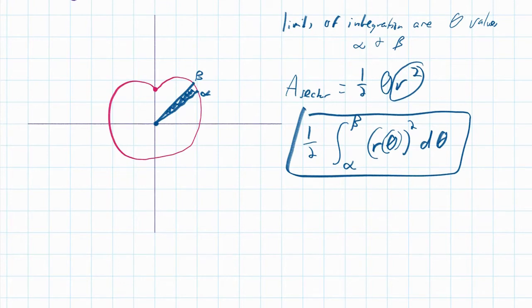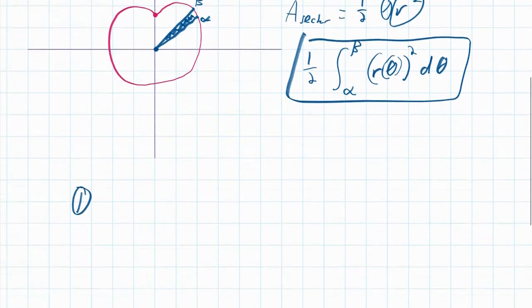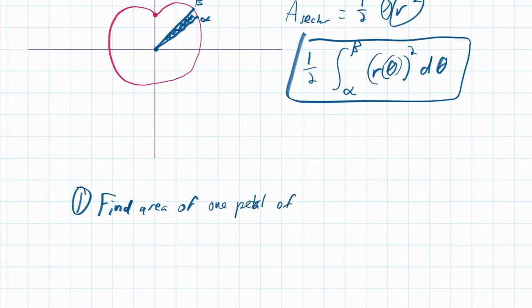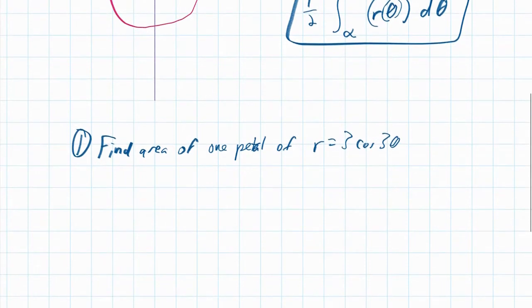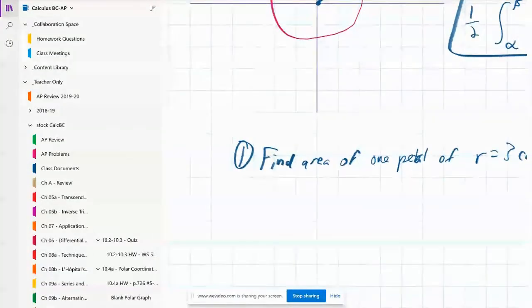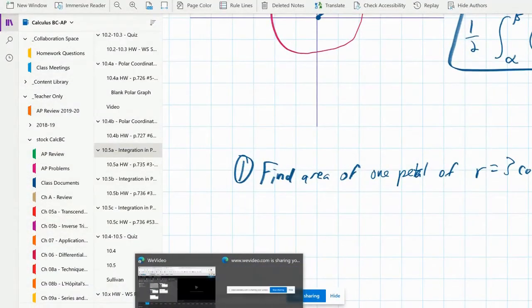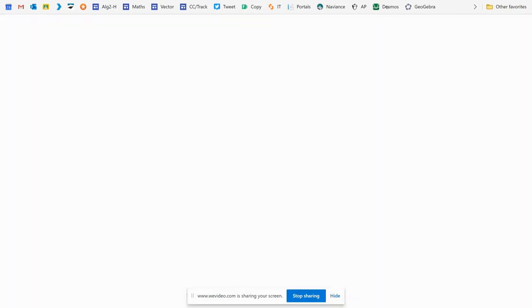So as an example, let's find the area of one petal of r equals 3 cosine 3 theta. So r equals 3 cosine 3 theta, we can sneak over and look at a graph of what this looks like.